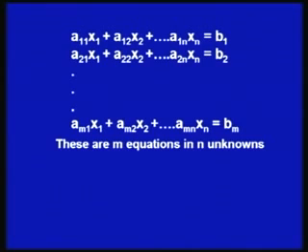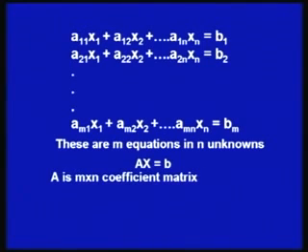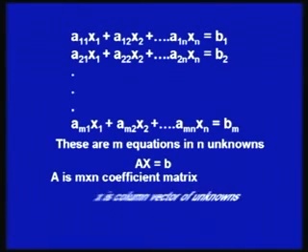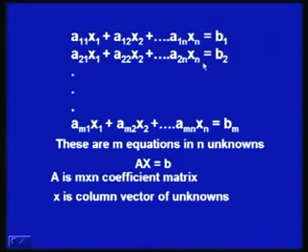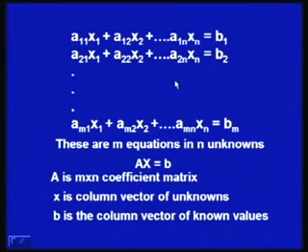This can be represented by a matrix equation Ax = b, where the matrix A is the m by n coefficient matrix, and x is the column vector of unknowns consisting of x1, x2, x3, ..., xn, and b is the column vector of known values which appear on the right hand side of this system of equations.